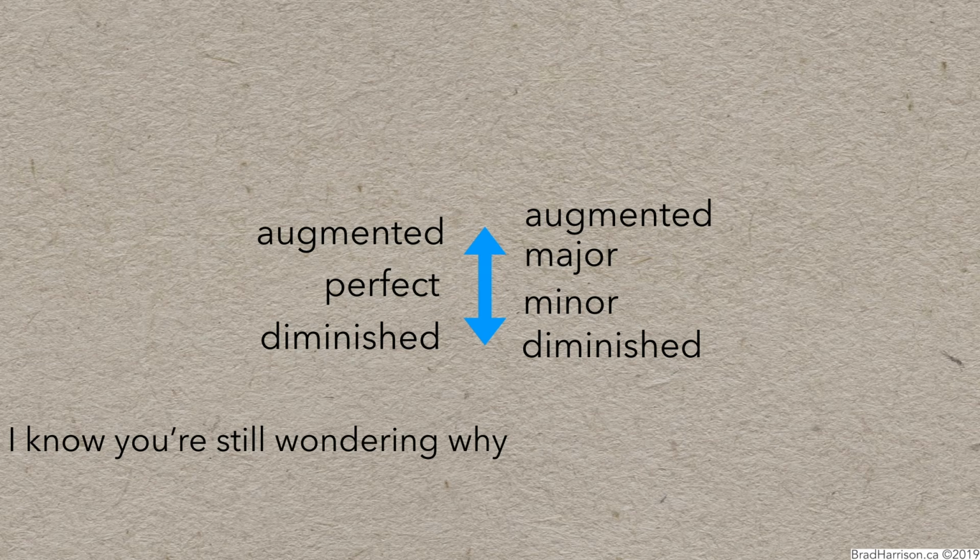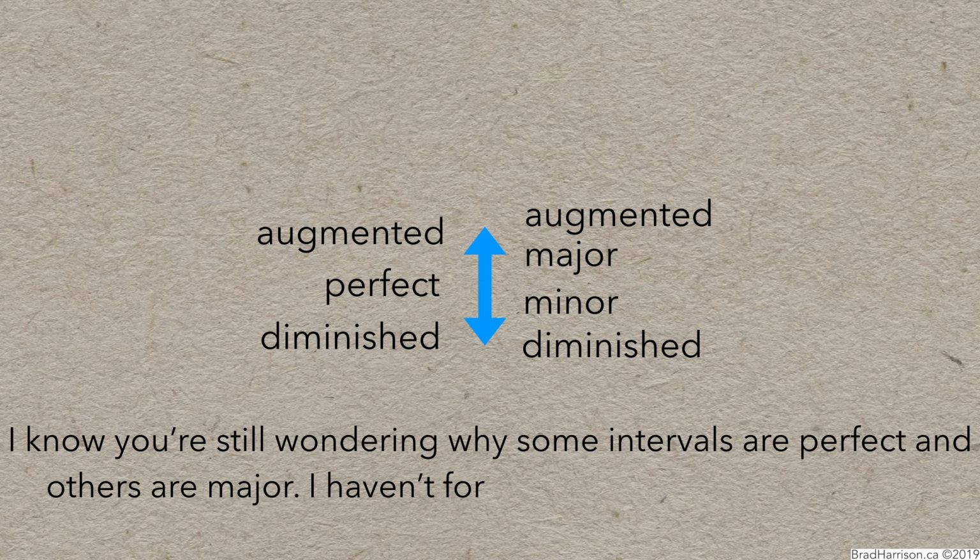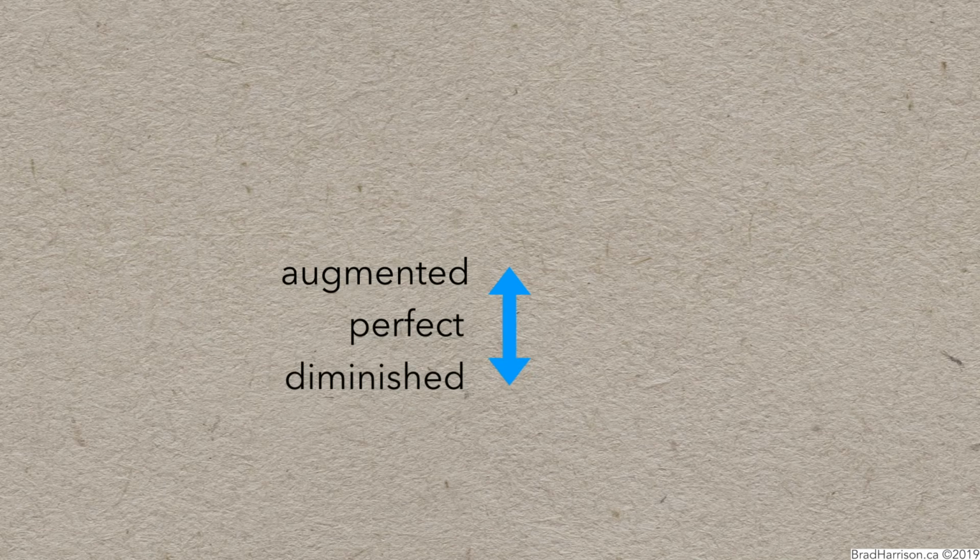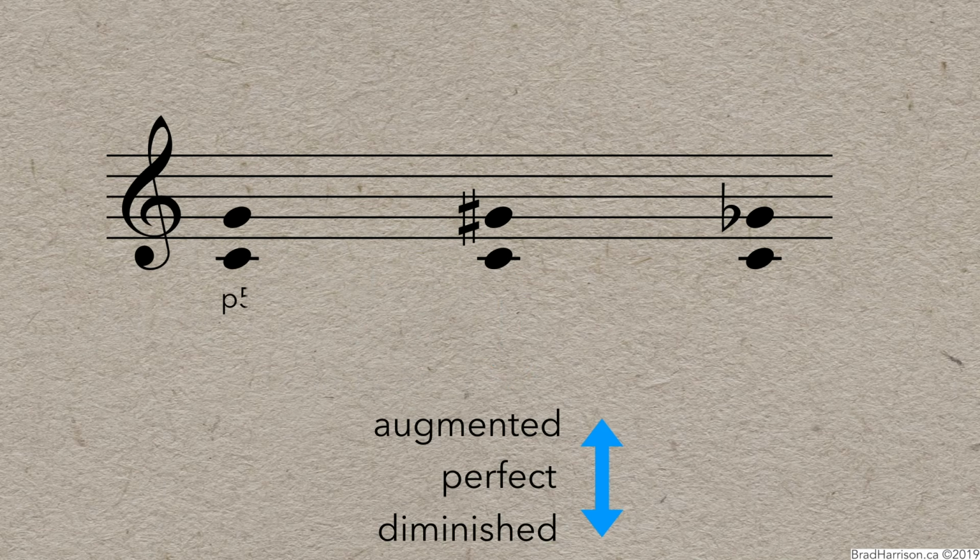I know you're still wondering why some intervals are perfect and others are major. I haven't forgotten, we're getting there. So, this first interval is a perfect fifth, because G is natural in C major. But if it's made a semitone larger, it's an augmented fifth. And if it's a semitone smaller, it's a diminished fifth.